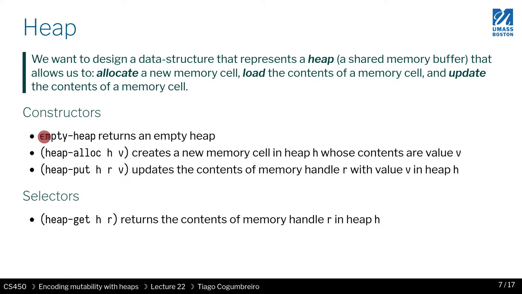And that's why we have the empty heap as one of the constructors. The other constructor is allocating a value, where you have to create a new memory cell, store that value into it, and return the pointer to that memory cell. And heap put, given a memory cell location and a new content, will update the contents of that memory cell with the value provided. And finally, we have one selector, which is get, so that you can read the contents of a memory cell.